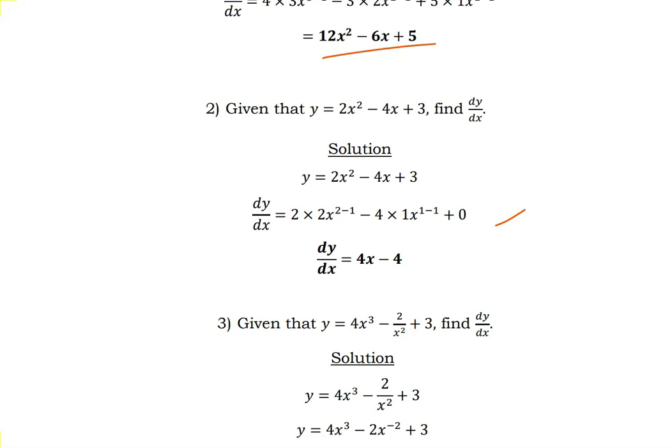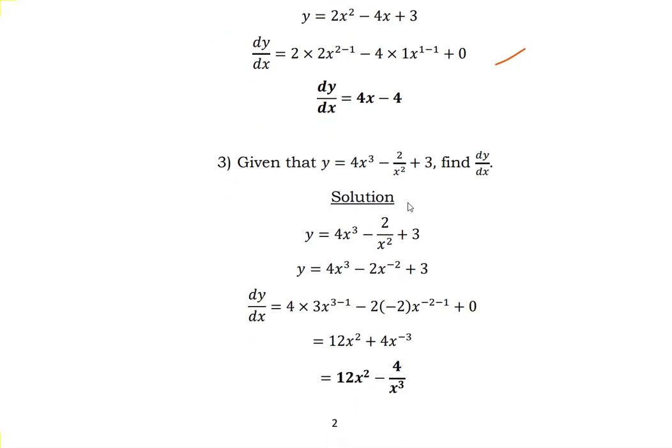The last one, let me just talk about the last one here. You make sure that this denominator, you write it like this. Since it's a letter, you write it like this so that you can have a negative power right here, and then follow the steps, you get your answer to be equal to this. And then 3 is a constant, so the derivative of this 3 will just be equal to 0, since it's a number without a letter.